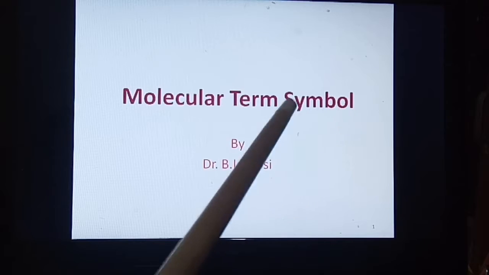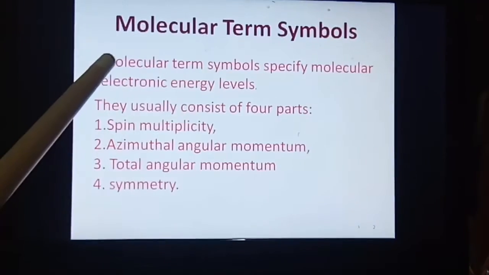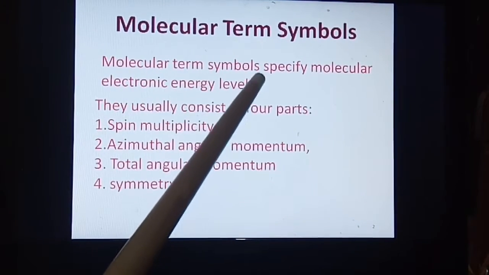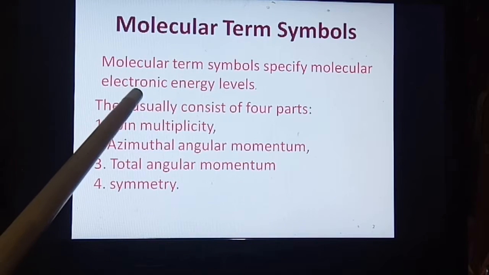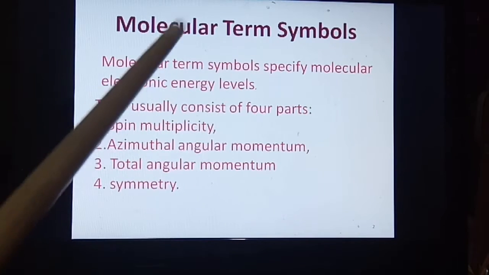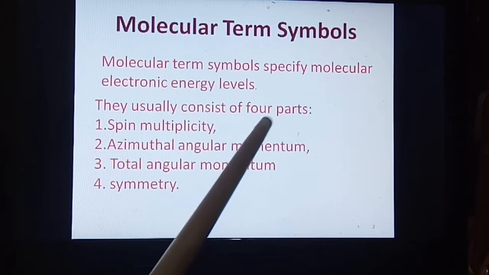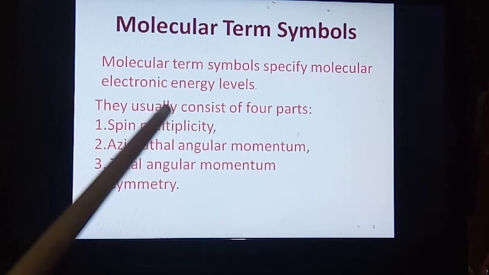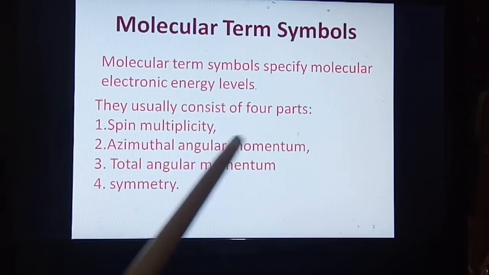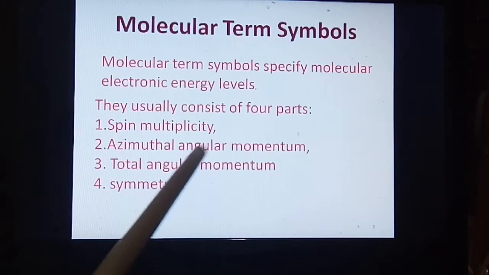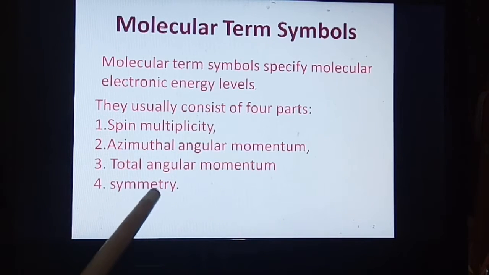Molecular term symbol. Molecular term symbols specify molecular electronic energy levels. They usually consist of four parts: spin multiplicity, azimuthal angular momentum, total angular momentum, and fourth, symmetry.